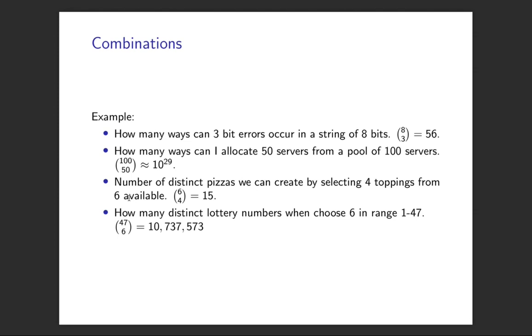We have 6 pizza toppings. We want to select 4 out of them. How many different pizzas? 6 choose 4 is 15. Lottery numbers, 47 choose 6. It's about 10 million, 10, 11 million.